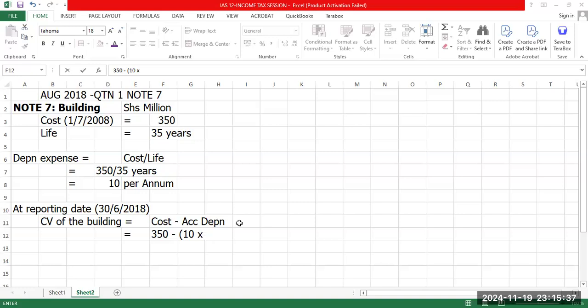Okay, so we are multiplying by 10 years. Let me hope you are right. We have to use our fingers and we count. So finally, how much do you get? The overall is 350 minus 100, which is 250. That is our carrying value.